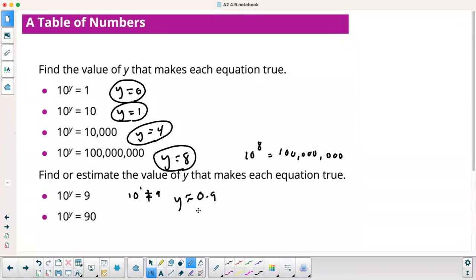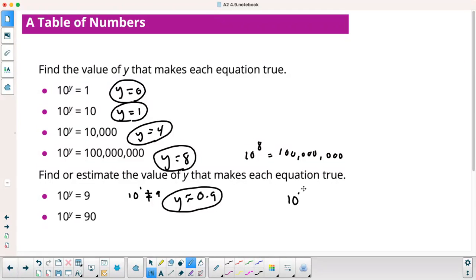I'm going to say 0.9. Okay. Now, if you want to get more accurate, you could start using your calculator and kind of trial and error it. So I'm going to do 10 to the 0.9. I'm actually kind of off with that.